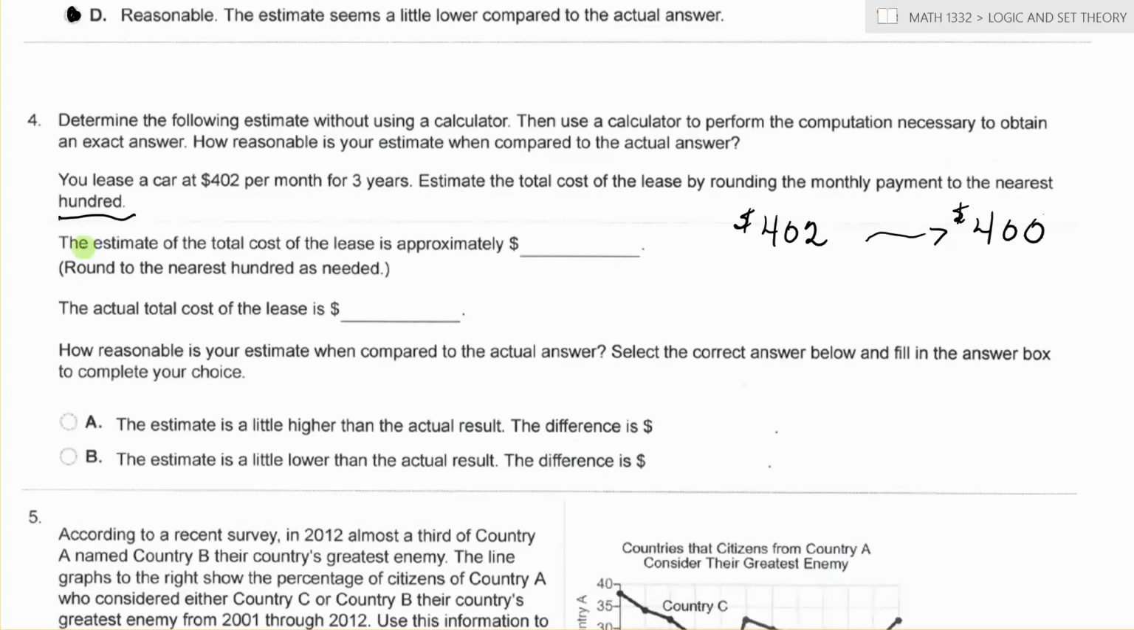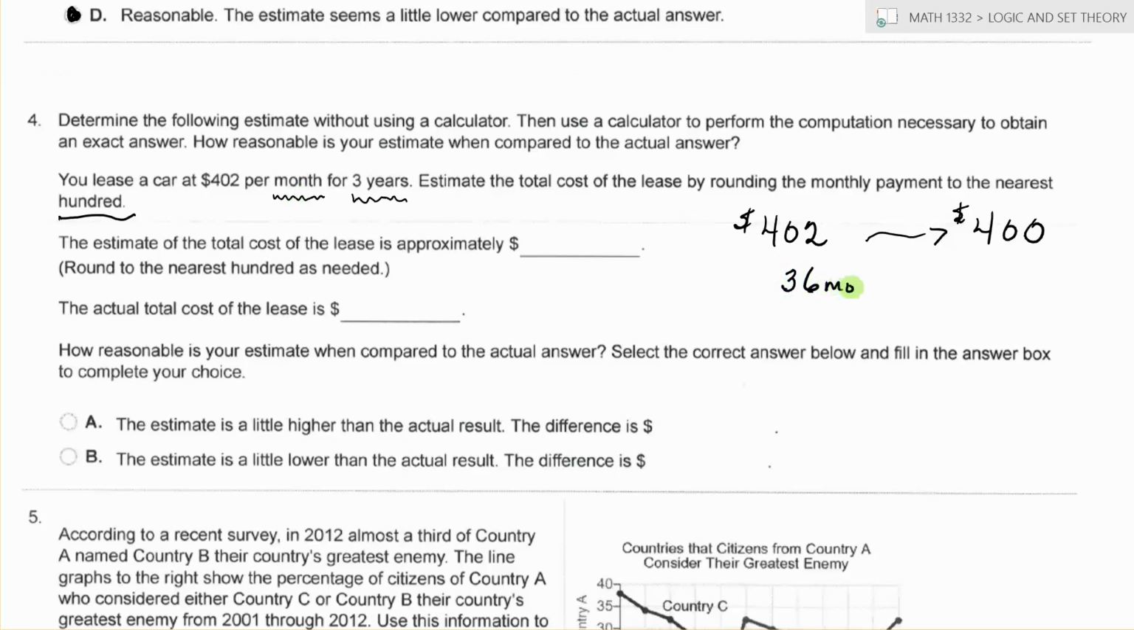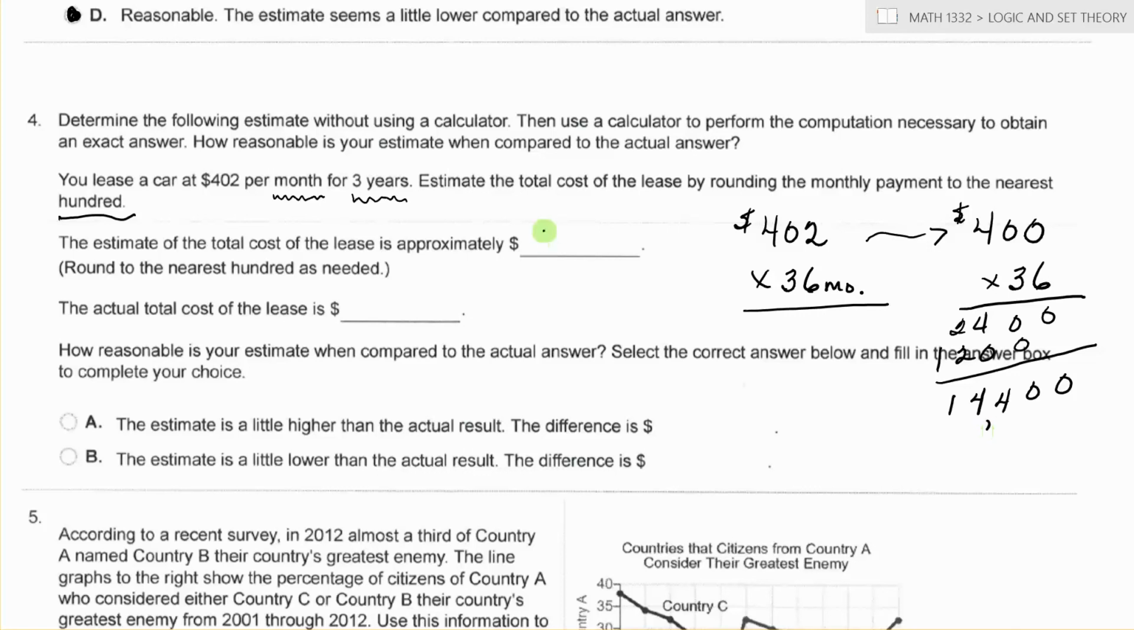Well, I am supposed to estimate the total cost. You have to be careful. It's $402 per month for 3 years. Well, there are 12 months in each year, so for 3 of them, there will be 36 months. So, all right, so I have 0, 0, 24, 0, 0, 12. I'm sorry that's gotten very messy, but I have 1, 4, 4, 0, 0. 14,400 is my estimate.